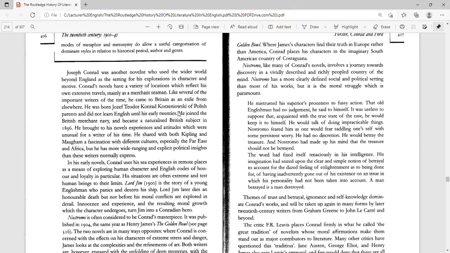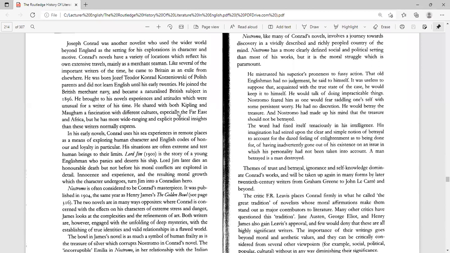As I mentioned, he learned English in his 20s. He joined the British Merchant Navy, and then he married an English woman and chose an English name for himself. His situations are often extreme and test human beings to their limit.